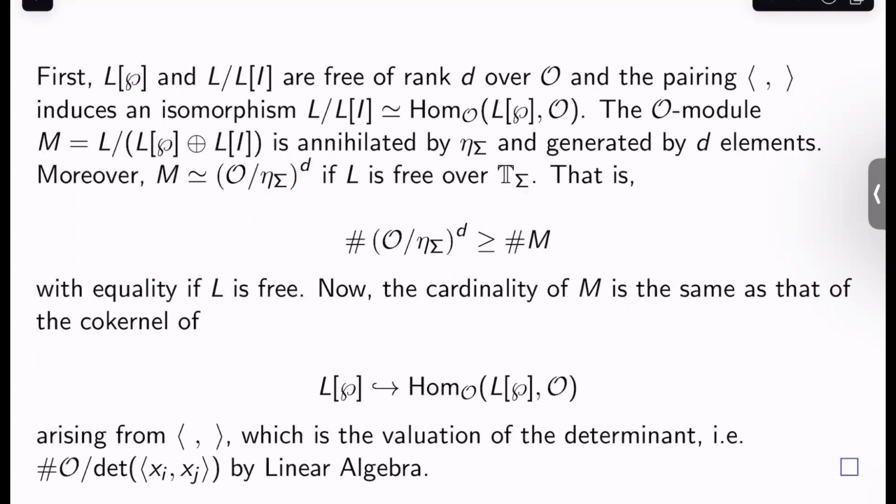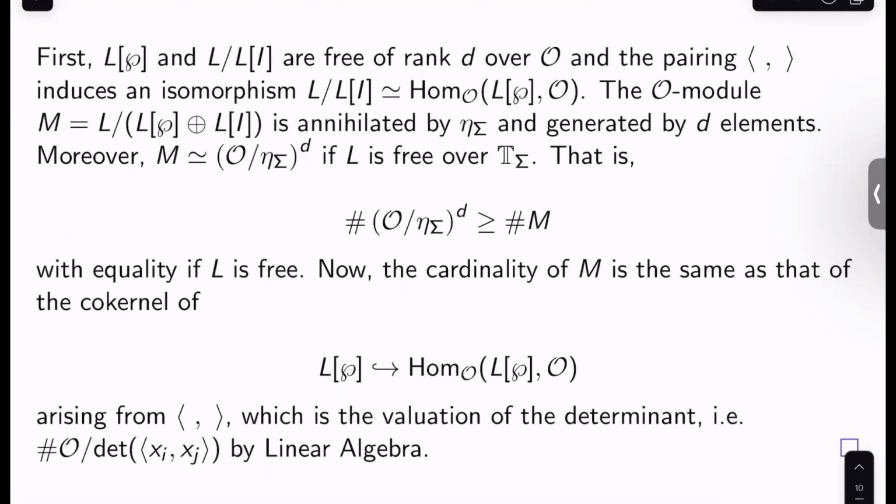Okay, and all this is really to say that the cardinality of O mod η_σ to the d is at least the cardinality of M, with equality if L is free. But the cardinality of M is really just the same as the cardinality of the cokernel of the natural map from L[W_P] into O homomorphisms from L[W_P] to O, arising from the bracket map. But this is really just the valuation of the determinant. This is kind of a standard linear algebra fact. Okay, but what is the valuation of the determinant in this case? Well, it's just the cardinality of O mod the determinant of that matrix that I was talking about a second ago, by linear algebra. Okay, and so that establishes the proof of the lemma.